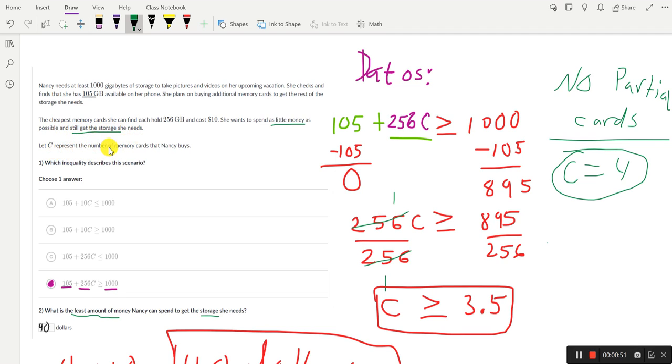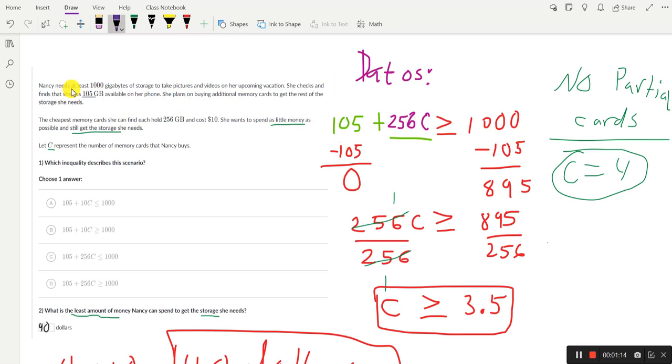Let C represent the number of memory cards that Nancy buys. C represents the number of memory cards that Nancy buys. And they give us four different answers. I went ahead and solved this problem so we can make it shorter. Okay, so the first thing that you should do is to get your data here.